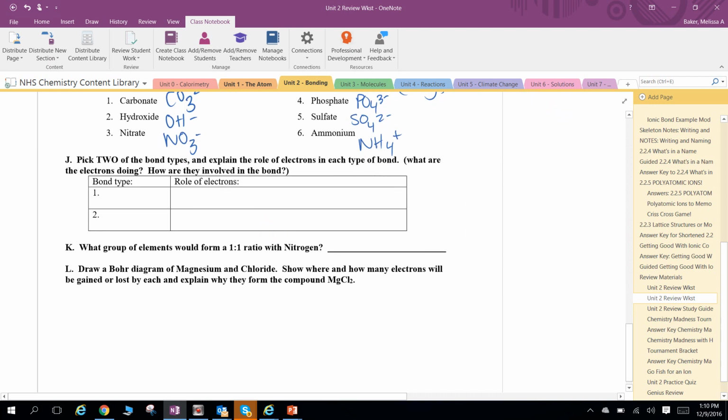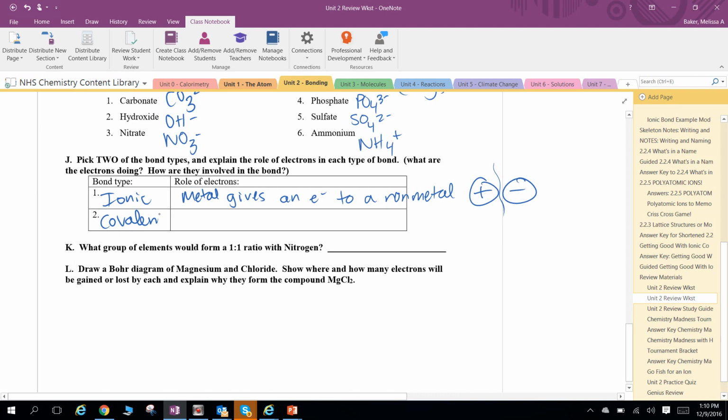Jay says, pick 2 of the bond types and explain what's going on with the electrons. What are they doing? So in an ionic bond, a metal gives an electron to a non-metal atom. That is an ionic bond. Then the positive cation and the negative anion are attracted, and that's what holds the bond together.